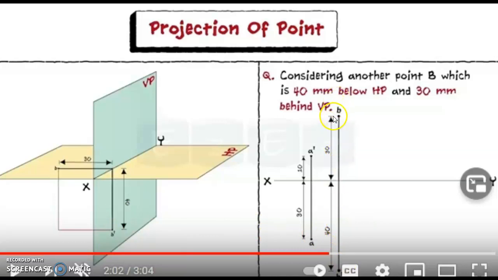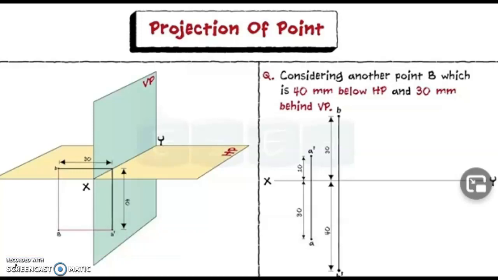And next, where will B come? B is the top view, that is 30 mm behind the vertical plane, and we rotate that horizontal plane by 90 degrees. So if we rotate the horizontal plane by 90 degrees upwards, the point B is above the XY line. Thus the point B is above the XY line.